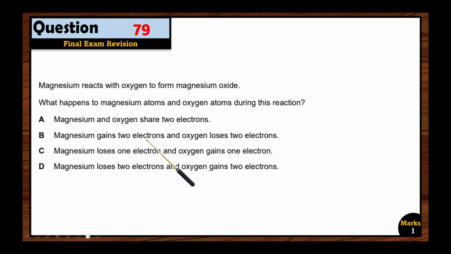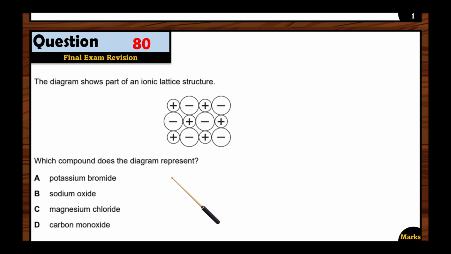Magnesium gains 2 electrons and oxygen loses 2 electrons. Wrong. Magnesium is a metal. Of course, it has to lose 2 electrons. Now let's see. Magnesium loses 1 electron and oxygen gains 1 electron. Again, wrong. Magnesium belongs to group 2. If you see in the periodic table, oxygen belongs to group 6. Magnesium needs to lose 2 electrons and oxygen gains 2 electrons, right? So option D is right. Magnesium loses 2 electrons and oxygen gains 2 electrons.